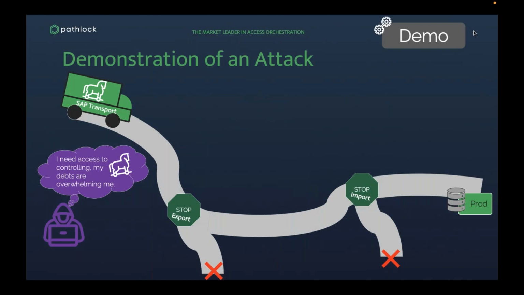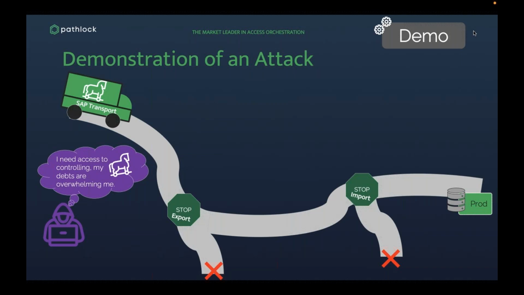So next step, please. Since you now know what a transport is and what the challenges are, I want to tell you an example of an attack. I have here some attacker. It might be someone from inside, but it could also be, due to the low restrictions, someone from outside, who needs access to the financial part, for example, to just get rid of his debts.